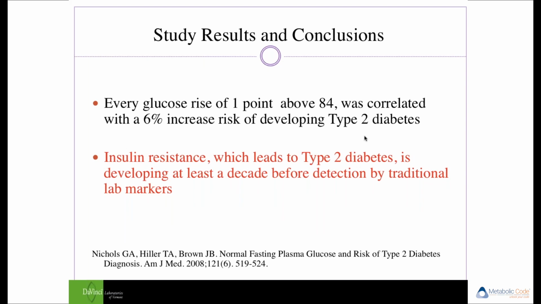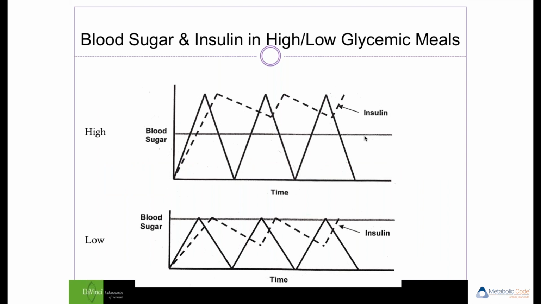So for every glucose rise of 1 point above 84, it was correlated with a 6% increased risk of developing type 2 diabetes. So insulin resistance, which leads to type 2 diabetes, is developing at least a decade before detection by traditional lab markers. So that means that as blood sugar is starting to climb, even in the 80s, 85, 86, 87, you have an additional 6% increased risk. By a fasting blood sugar of 90, they already started to see microvascular damage in the eyes and the kidneys.